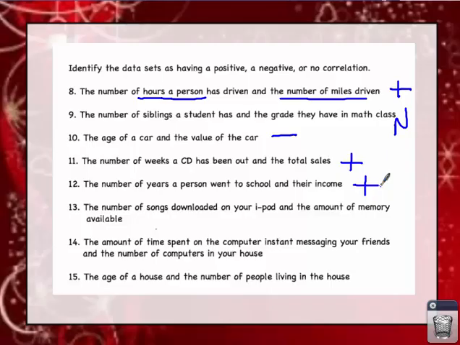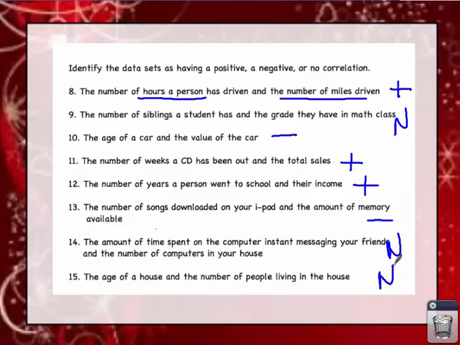Number 13, the number of songs downloaded on your iPod or your iPhone or anything like that, and the amount of memory available. Well, the more you have downloaded, the less memory you have. So this would be a negative relationship. Number 14, the amount of time spent on the computer instant messaging your friends and the number of computers in your house. This would have no relationship. And then number 15, the age of your house and the number of people living in it. The age of your house has nothing to do with the number of people living in it.